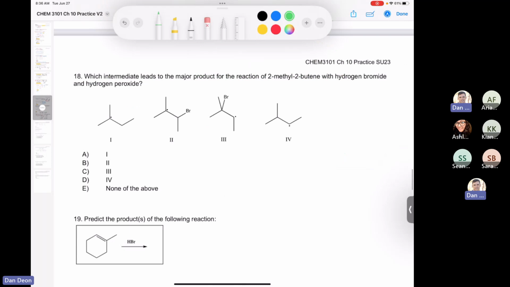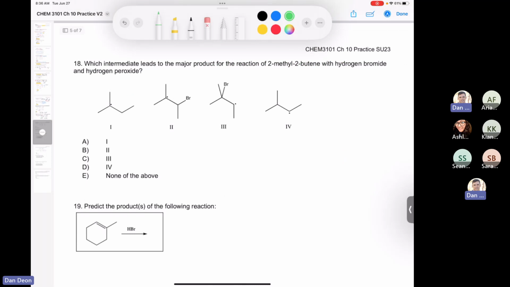All right, let's move on to number 18. Which intermediate leads to the major product for the reaction of 2-methyl-2-butene with hydrogen bromide and hydrogen peroxide? So first, let's start by drawing 2-methyl-2-butene. If we draw 2-butene, it looks something like this, and then we put a 2-methyl here.